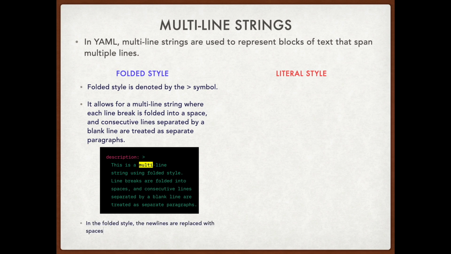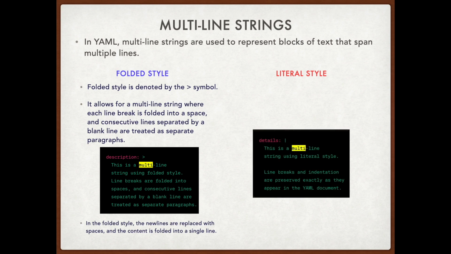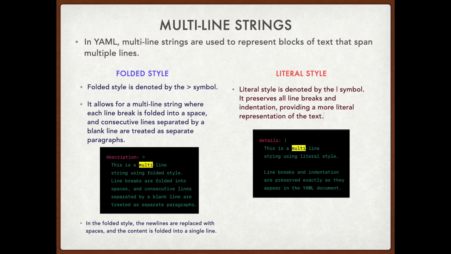In the folded style, the new lines are replaced with spaces, and the content is folded into a single line. Literal style is denoted by the pipe symbol. It preserves all line breaks and indentation, providing a more literal representation of the text. In the literal style, line breaks and indentation are maintained as is, making it suitable for preserving the original formatting of the text.